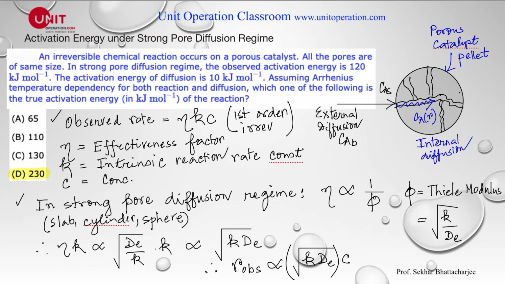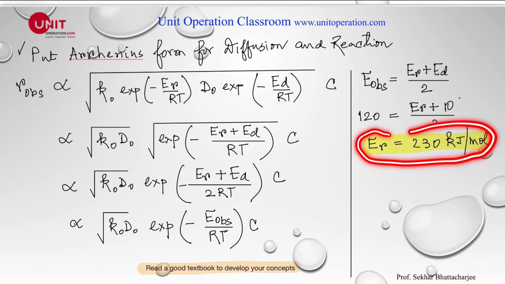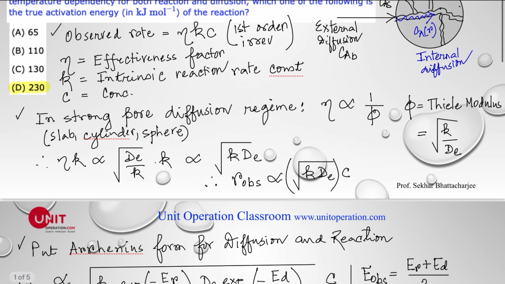and the diffusion activation energy is 10. So the activation energy for the true kinetics is 230 kilojoule per mole, which is of course this one.